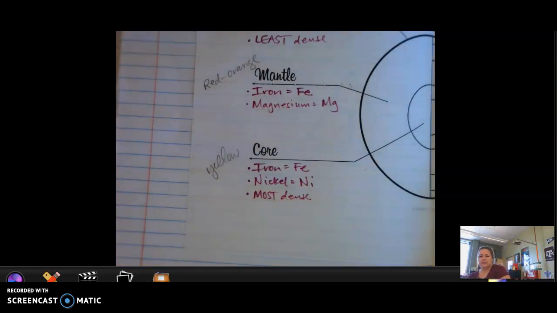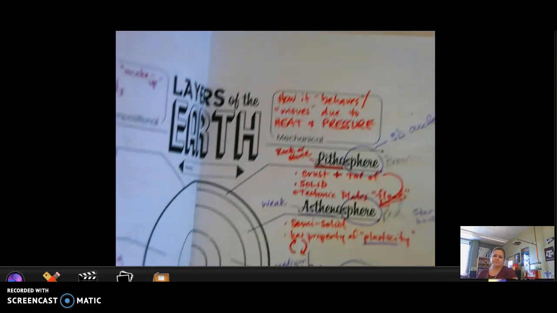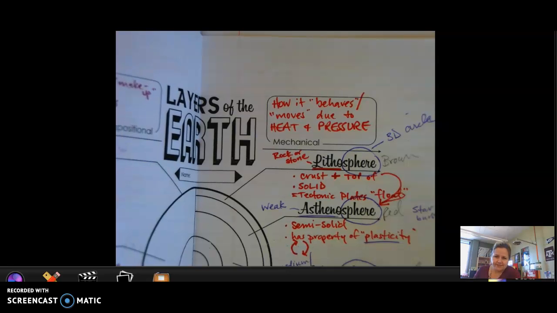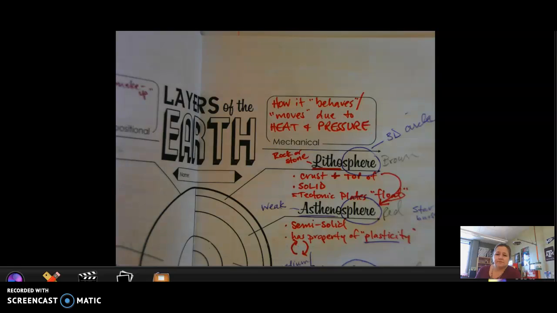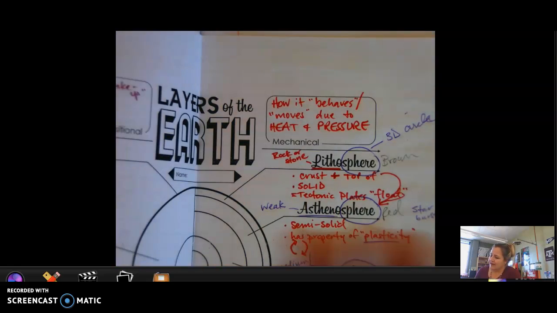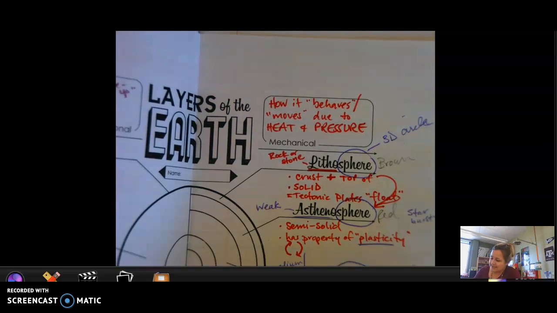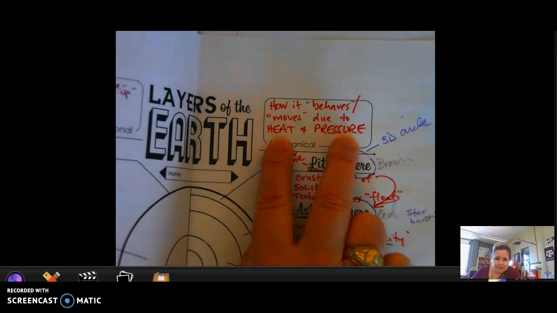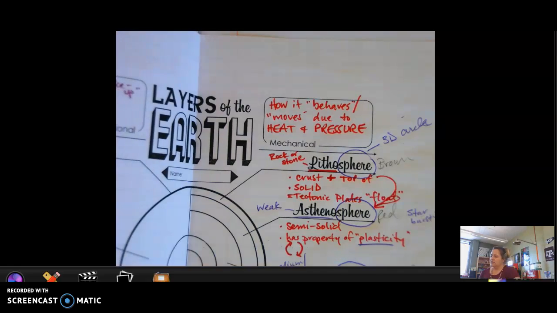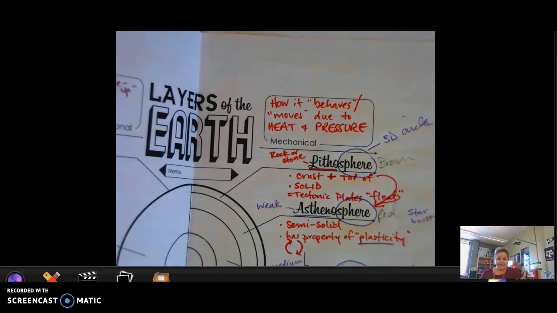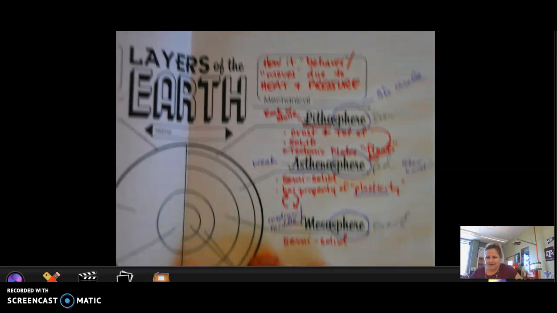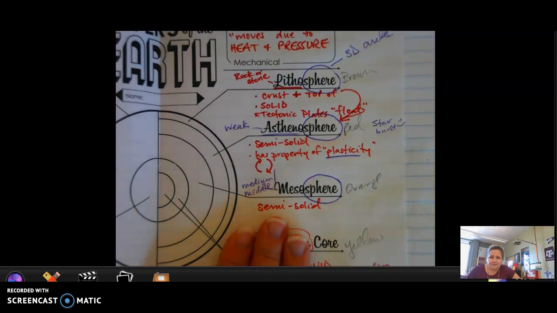And then we go ahead and transition over to the mechanical layers. Remember, we just did mechanical energy. So how it moves, because that's what mechanical energy is, and how it behaves or how it moves, and how it does those things is directly because of heat and pressure. Okay, so that top layer, see how these all have fancy names, right? Because we're big now, we gotta get fancy. But these are the mechanical layers.